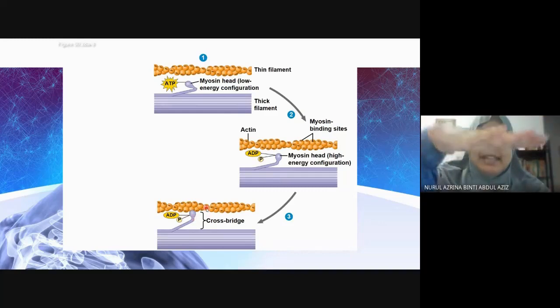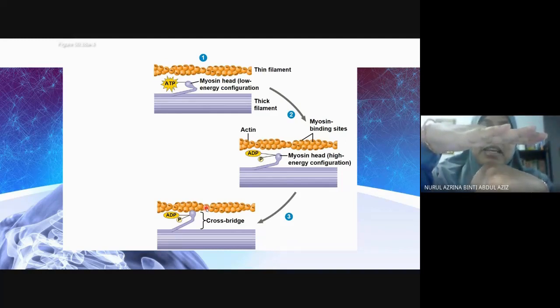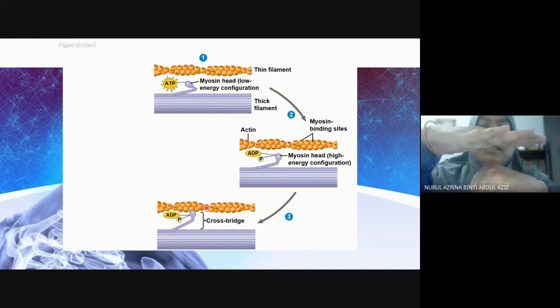Bayangkan tangan madam ni actin protein. Ini yang penumbuk ni ialah myosin head. Okay. When the myosin head tadi binds to ATP, can you see my hands? Okay. So when the myosin head is bound to ATP, it is at low energy configuration. So when the myosin head hydrolyzes ATP to ADP and phosphate, dia naik kepala dia macam ni. Alright? So it is at its high energy configuration.